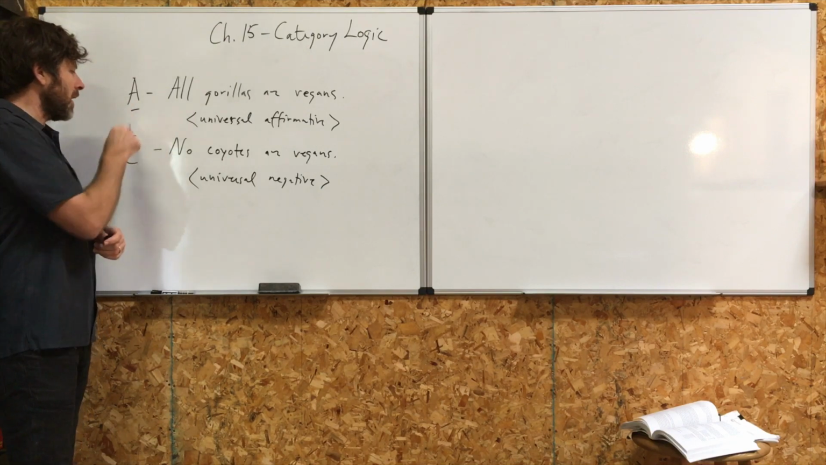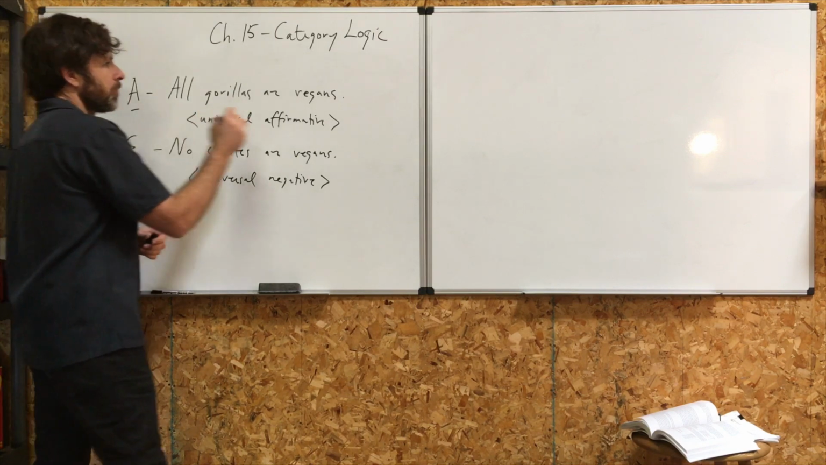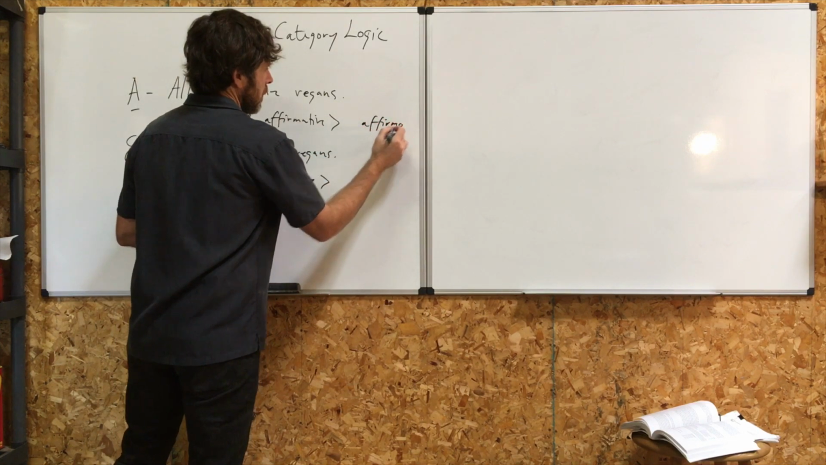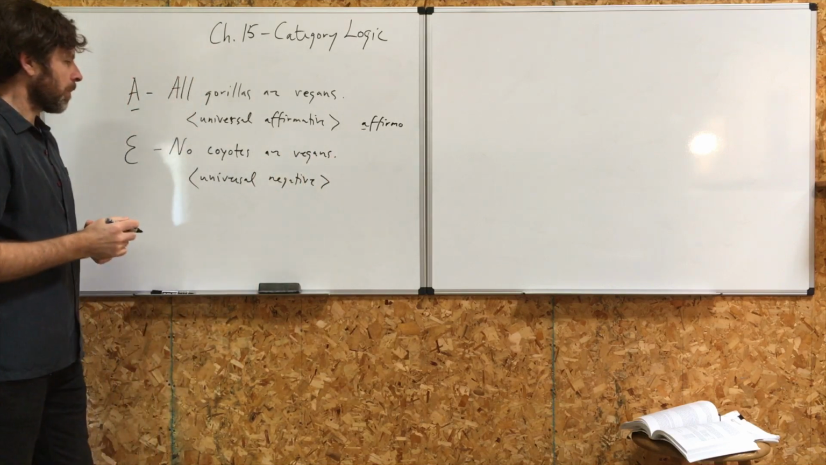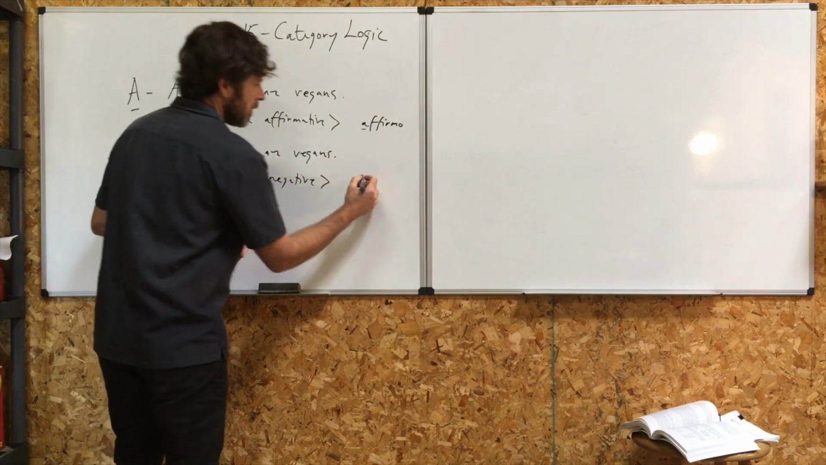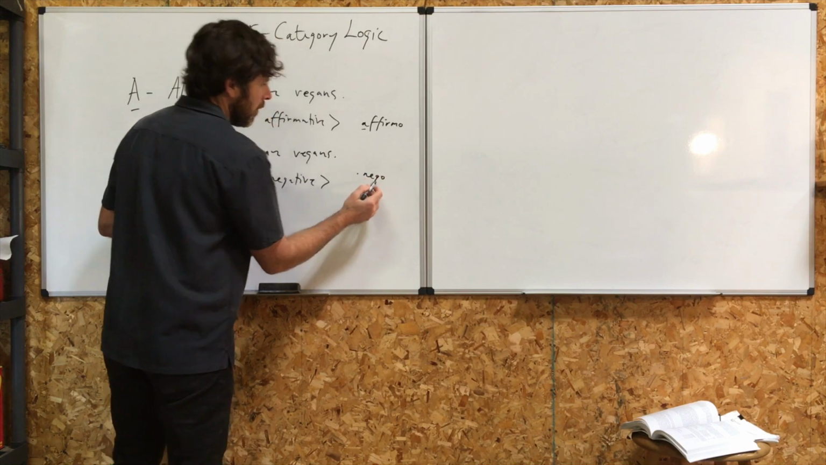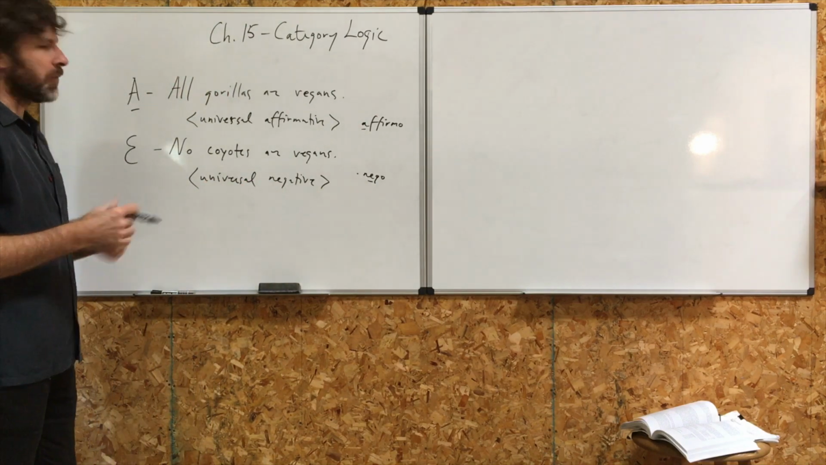Actually, A and E come from the Latin. Affirmo, the A right there. And the Latin for I deny, nego. The E, an E statement, if you care.